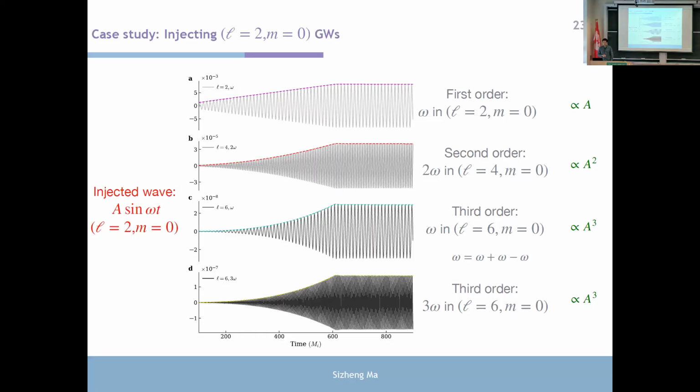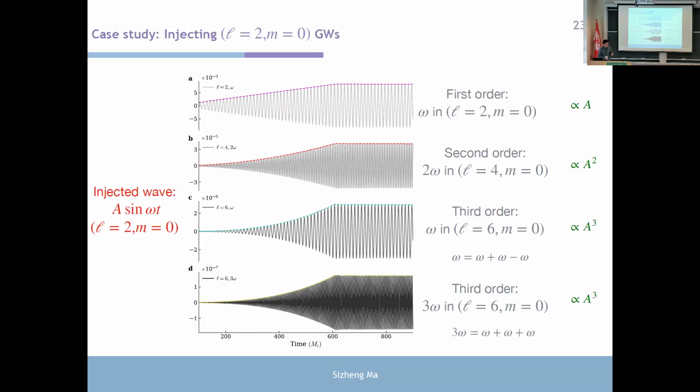Schematically, this omega is equal to omega plus omega minus omega, and the 3 omega is equal to the sum of 3 omegas. So far, those excitations are quite typical nonlinearities that we are familiar with. They are adiabatic in the sense that once they are excited, they just stay there. They don't develop additional dynamics, and their amplitudes are completely fixed by A to some power multiplied by some constants.